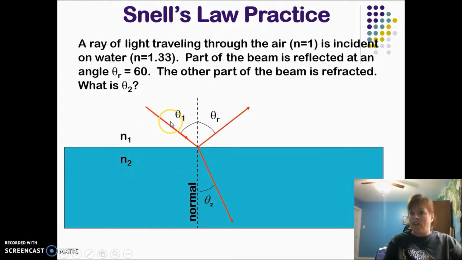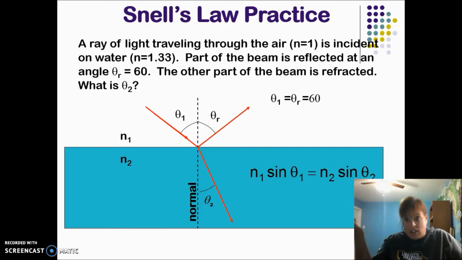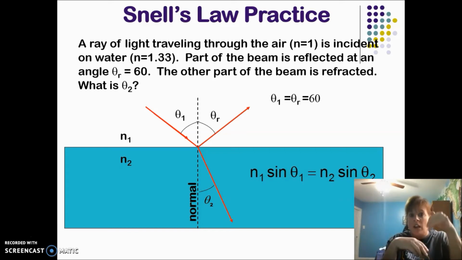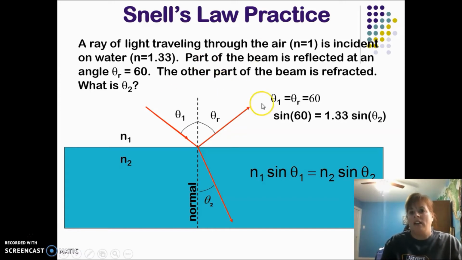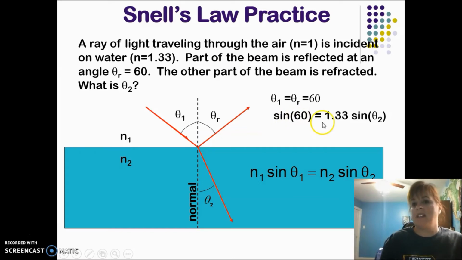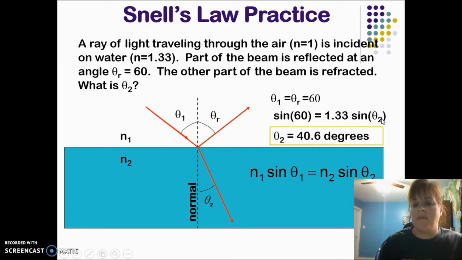Well, Snell's law is n1 times sine of theta 1 equals n2 times sine of theta 2. First of all, we have to figure out theta 1. By the law of reflection, theta 1 is 60 degrees. The law of reflection says the incoming angle has to equal the outgoing angle measured to the normal line. So now I just have to set up this equation. There should be a 1 here, because that's just air. So I have sine of 60 equals 1.33 times the sine of the angle I'm trying to find. Do some math, and you get 40.6 degrees. Much less, right? Because I'm moving into a denser medium.